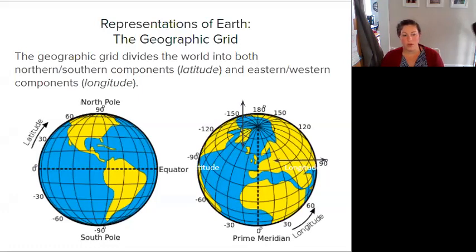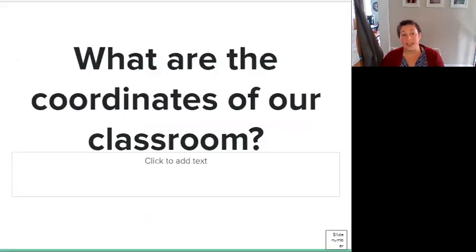So in the beginning, I asked, where are you located? Well, to get the most accurate answer, you have to actually ask, what are the coordinates of our classroom? One of the easiest ways to demonstrate latitude and longitude is to think about that latitude and longitude, that grid, that coordinate system grid.